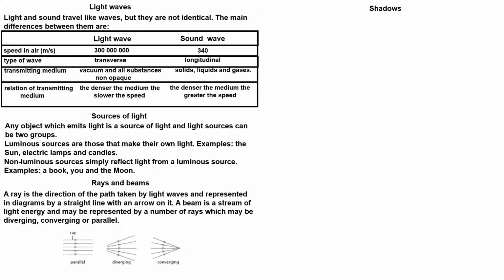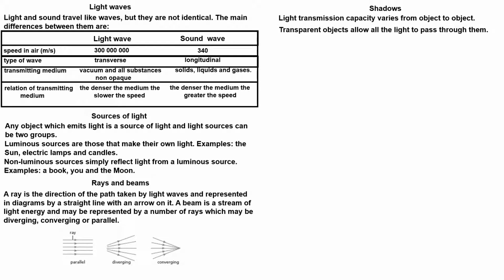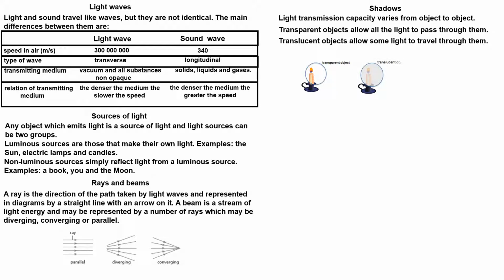Shadows. Light transmission capacity varies from object to object. Transparent objects allow all the light to pass through them. Translucent objects allow some light to travel through them. Opaque objects block light from traveling through them.